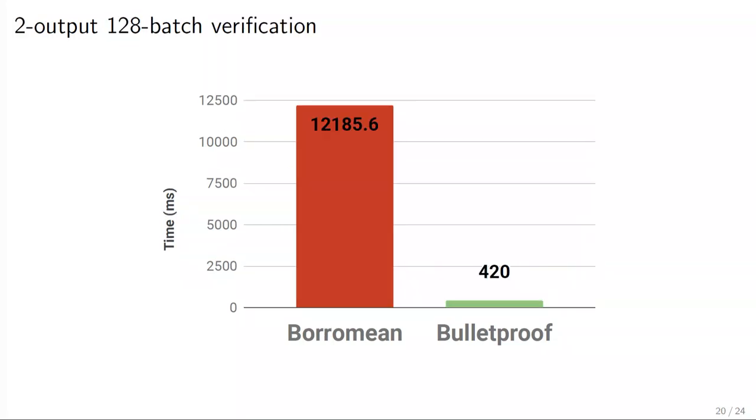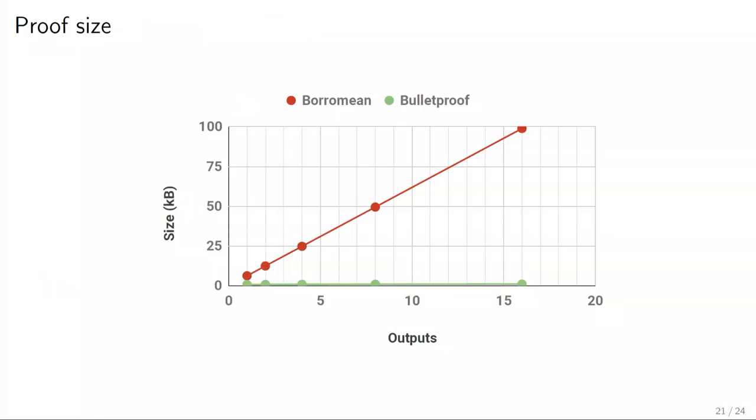And batch verification is even better. So if I wanted to verify in batch 128 different proofs from maybe different transactions with two outputs each, the overall total cost in the old way would have been 12 seconds, which is nuts. The total time here is 420 milliseconds, which means we save 97% on verification time. It's fantastic. And the size is even better.